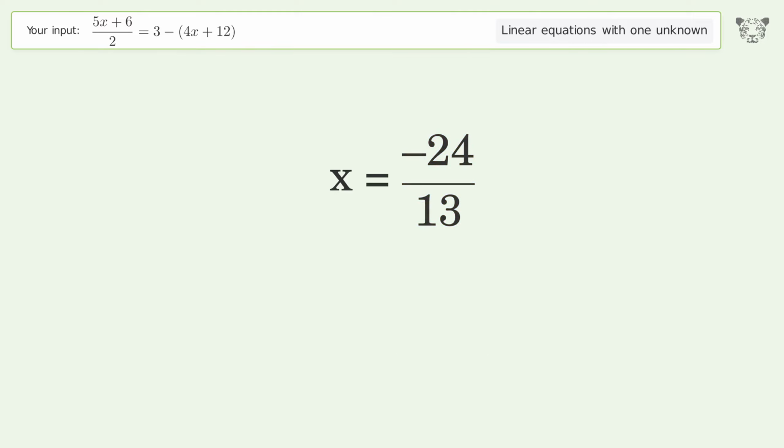And so the final result is x equals -24/13.